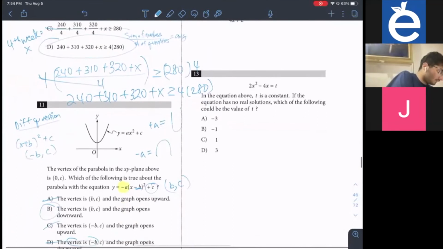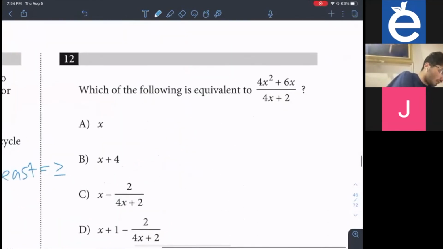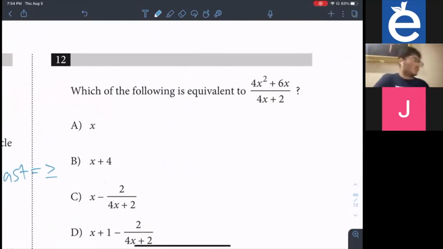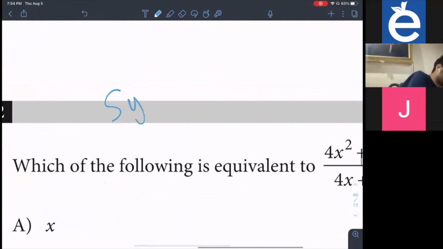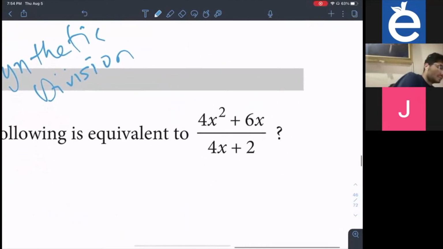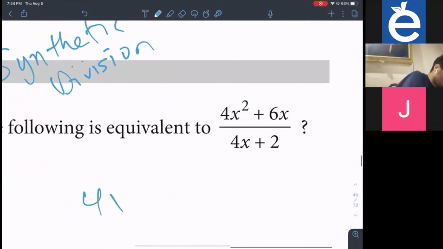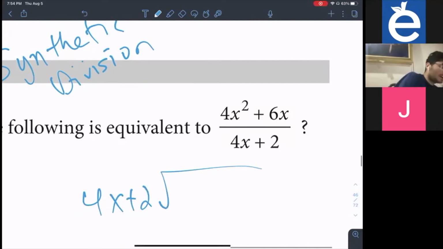Question 12. Which of the following is equivalent to 4x squared plus 6x over 4x plus 2? So to solve this problem, we would use synthetic division, which basically is dividing 4x squared plus 6x by 4x plus 2.